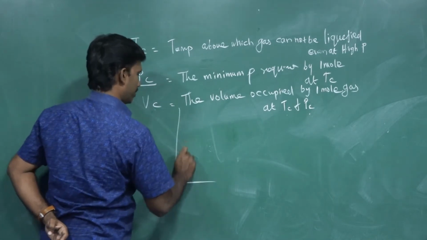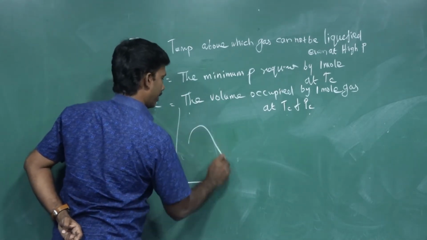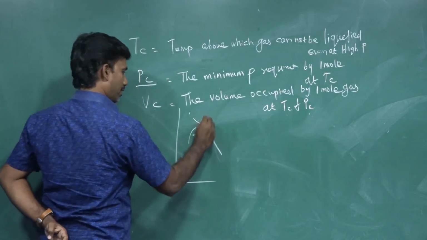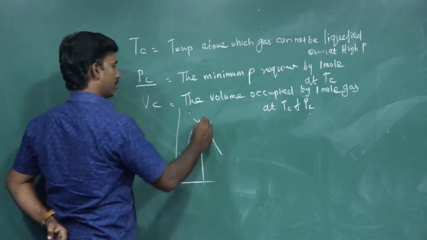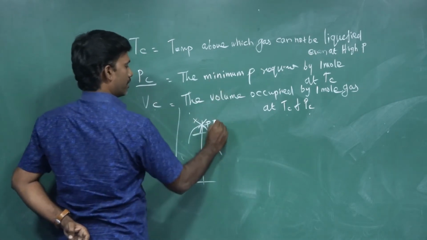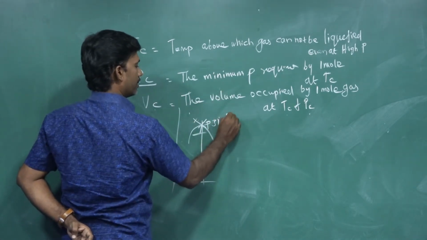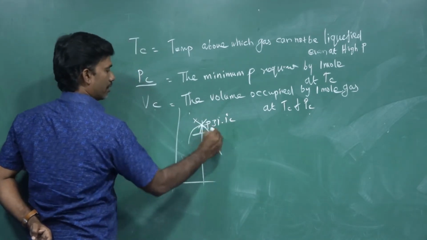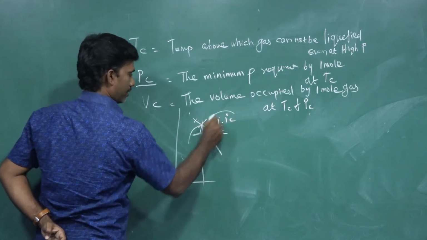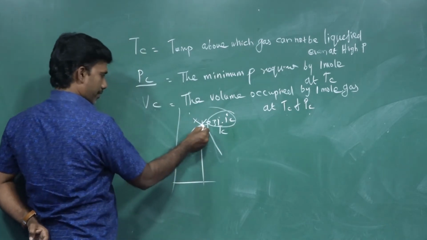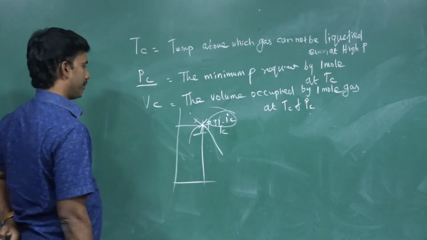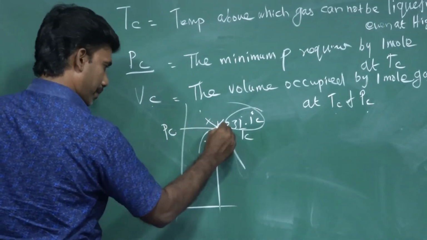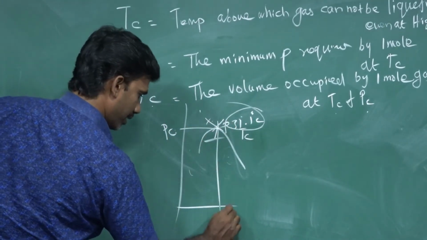There is a graph. It goes like this. At a certain point, the point P, suddenly after this point there is no chance to liquefy the gas. That is 31.1 degrees Celsius for carbon dioxide, as we have seen. This is called the critical temperature. At that point, what is the pressure of the gas? If you see this side, the pressure is Pc. At the point, the volume, if you see, is Vc, here Vc.